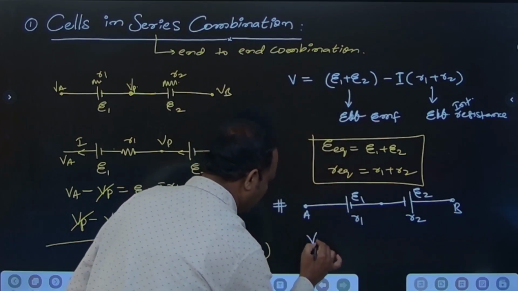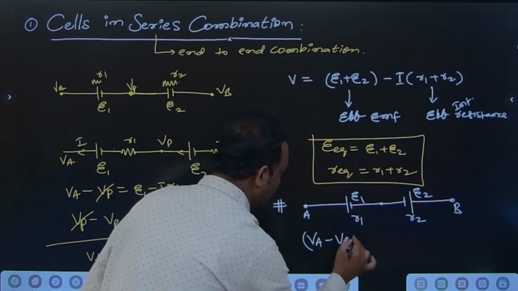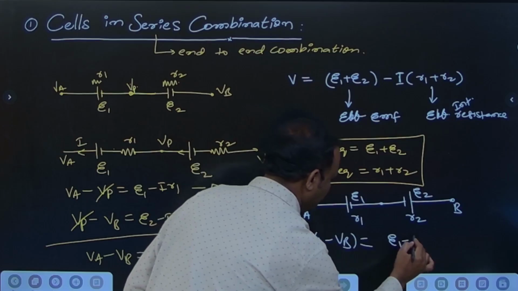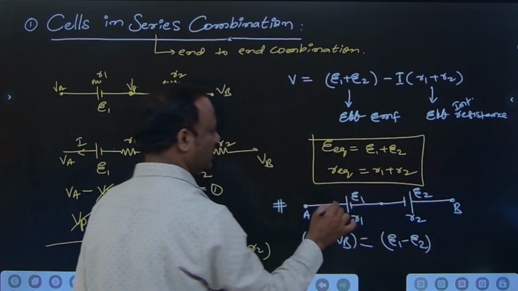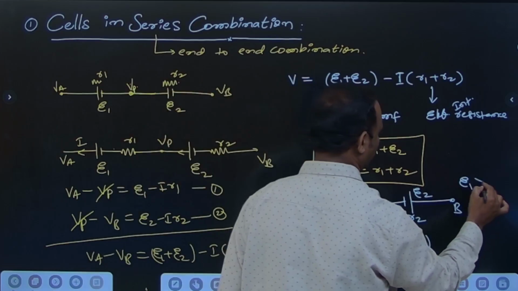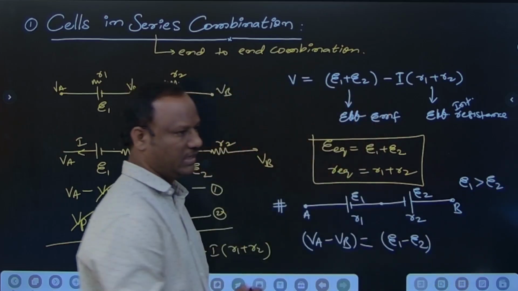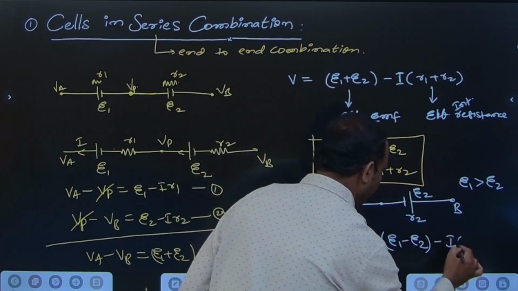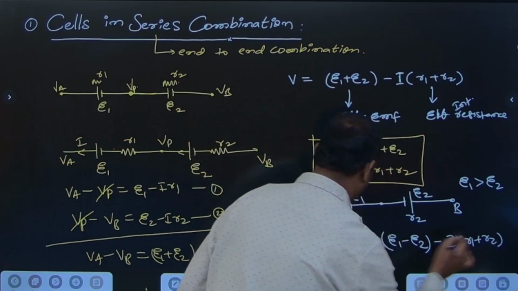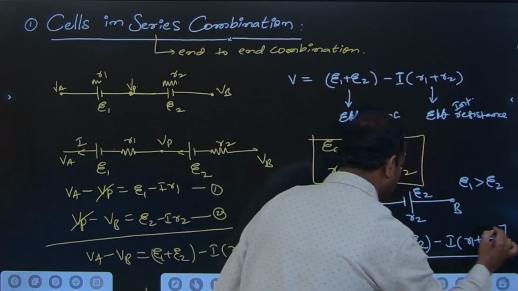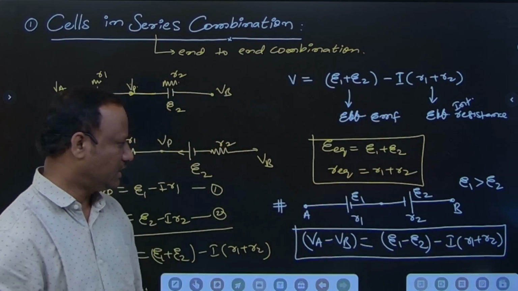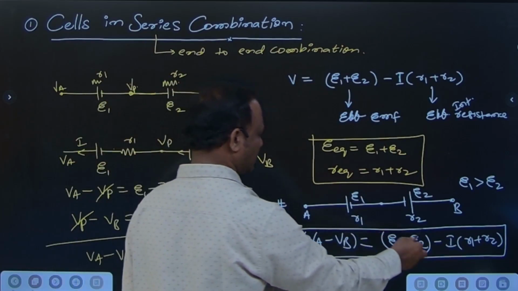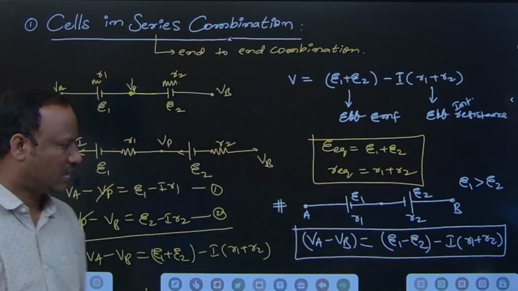I can write now VA minus VB is equal to the effective EMF, E1 minus E2. If E1 is greater than E2, you need to remember that. So E1 minus E2 minus I times (R1 plus R2). When opposite terminals are in contact, equivalent EMF is equal to E1 minus E2, and effective resistance is R1 plus R2.